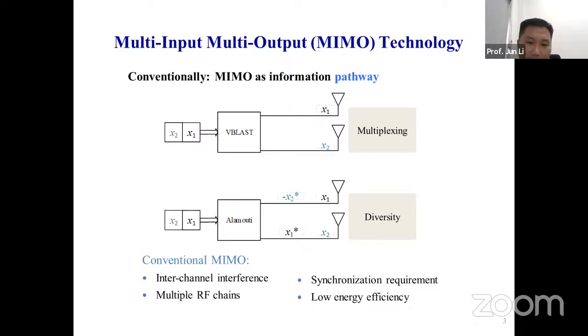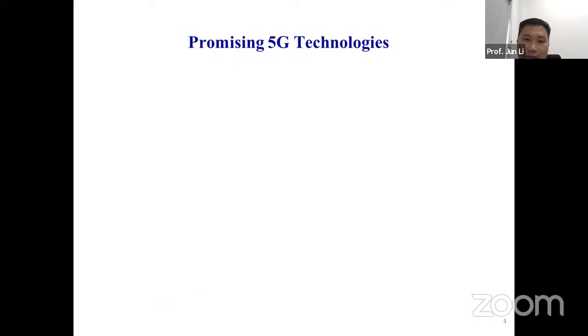But there are several disadvantages for the MIMO technologies. The first one is the inter-channel interference. The second one is the synchronization. The third is the multiple RF chains, and the last is low energy efficiency, right? But I think the OFDM and the MIMO technologies are quite important for the current 4G technologies. So how about the 5G technologies, right?